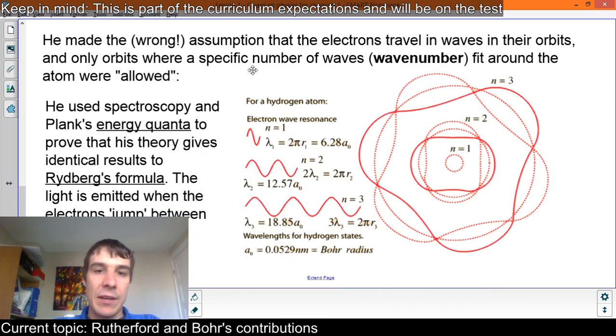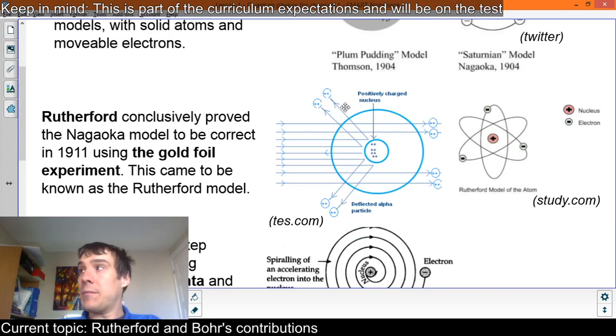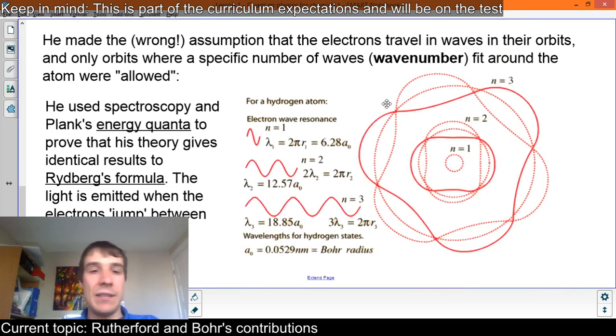So that's Bohr. You have to understand the concept of Rutherford and Bohr. One thing about this is this idea of waves in their orbits, and only orbits where a specific number of waves fit around the atom. That was wrong, absolutely 100% wrong, but it worked. The math worked. So kind of like Planck, where he had to make this assumption, and then the math worked. Bohr got close to the truth mathematically, but wasn't quite all the way there.